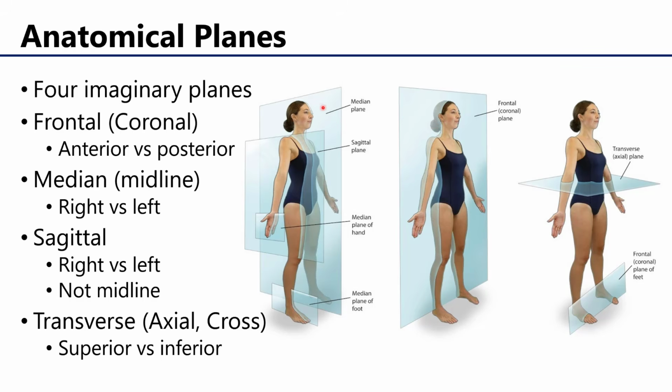Turning our attention over here to the left, we can see that there are also planes that are going to divide sides. So the first of which is a particular type of plane that divides along the middle or the midline, and we call this a median plane. So here we can see the median plane dividing this person into left and right parts.